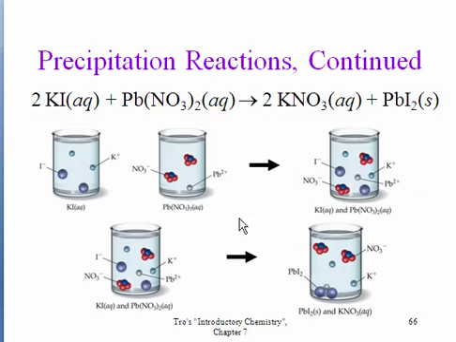So let's look at the ionic level of what's happening. Here we have potassium iodide dissolved in water. Here's lead nitrate dissolved in water. Okay, when we add the two together, the iodide and the lead can come together. And as soon as the iodide and lead come together, they're going to form an insoluble compound. The potassium and the nitrate are still dissolved in solution, hanging out. But as soon as the lead finds the iodide, they're going to come together to form an insoluble compound.